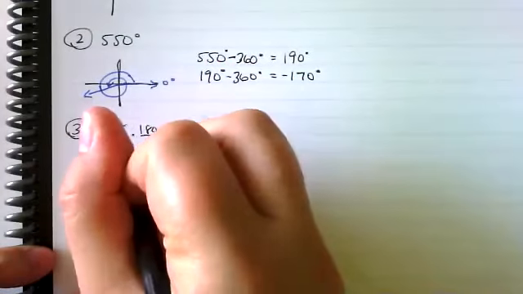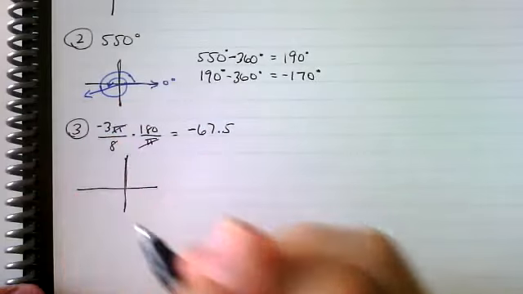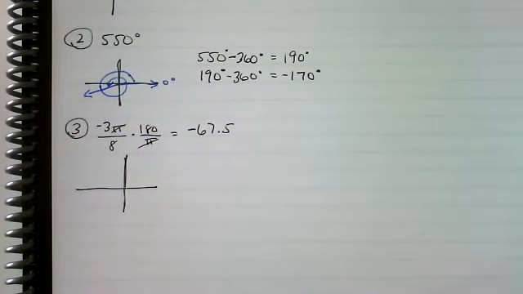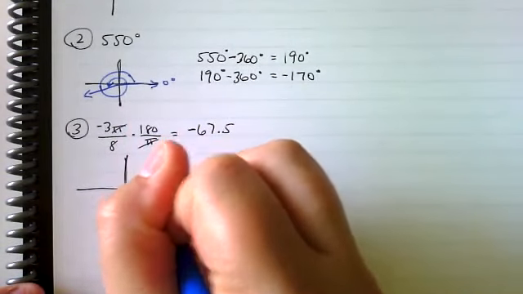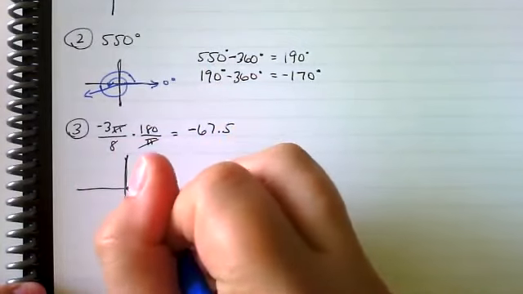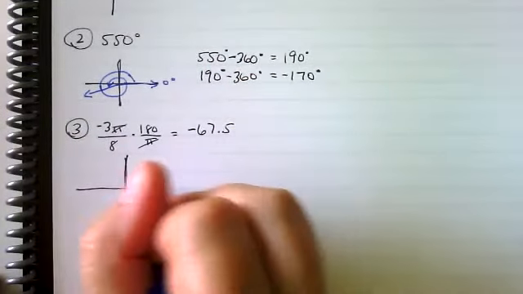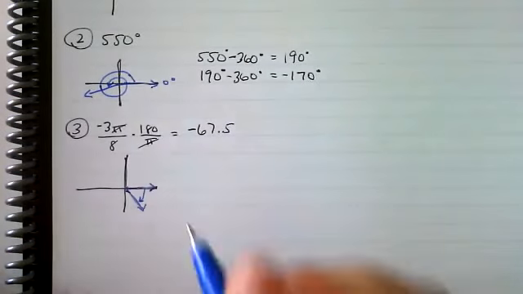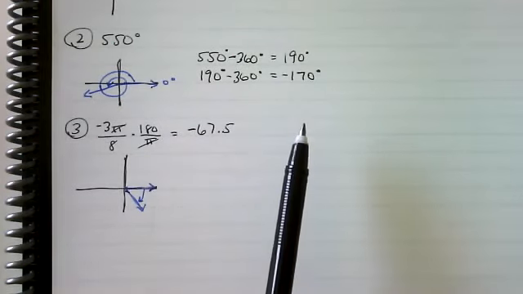Okay, so you could find your coterminal angle here first. But this one's actually pretty easy to do because it's just negative 67.5. So instead of going in the positive direction, I'm going to go in the negative direction, 67 degrees. So I'm going to be right there. There's my angle. Okay, so I'm starting at 0 and I'm going negative 67.5 degrees. So there are 2 things we can do for this to find our coterminal angles.